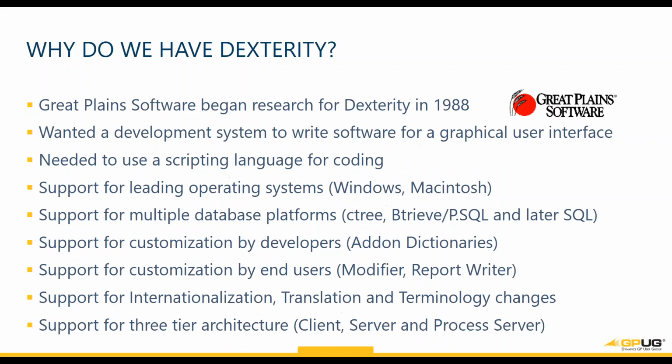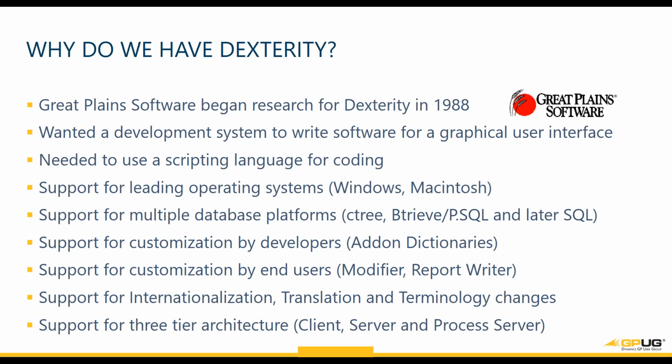So people are going to say, well, why do we have Dexterity? There are already other languages out there. Why did Microsoft, or why did Great Plains at the time, create a whole new language? So this here should try and explain what happened. Basically, they were looking for one language that they could use to develop products for a new graphical user interface.